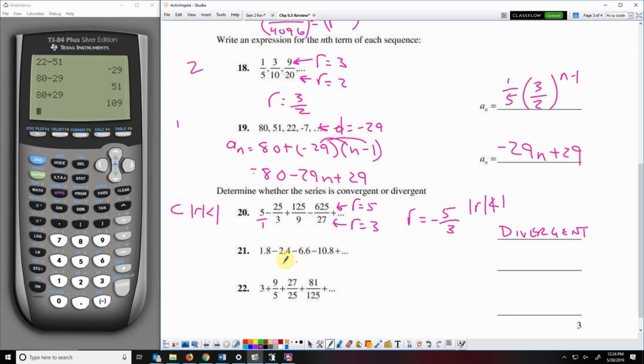This next one looks arithmetic to me. Negative 2.4 minus 1.8 is negative 4.2. Negative 6.6 minus negative 2.4 is also negative 4.2. So this one has a common difference of negative 4.2. Common difference, it's not an r, so it is divergent.